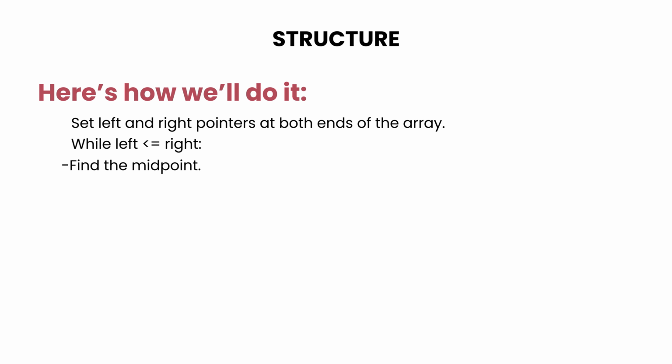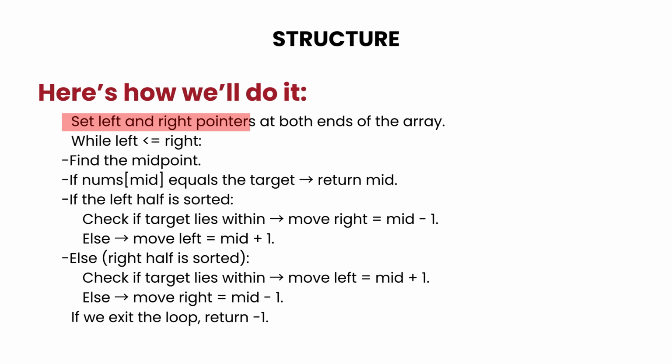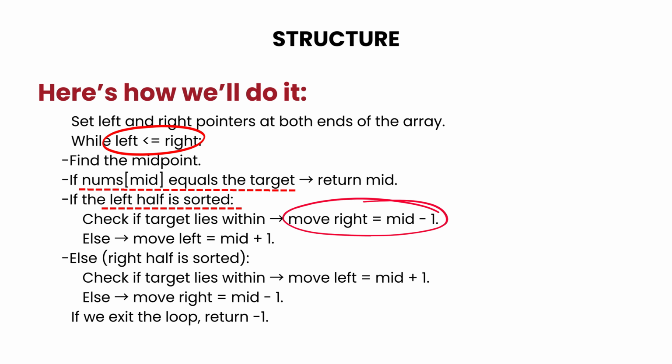Here's the structure. First, set left and right pointers at the array's ends. Then, while left is less than or equal to right, find mid. If nums at mid equals the target, return mid. If nums from left to mid is sorted, and the target is in this half, move right to mid - 1. Else, move left to mid + 1.